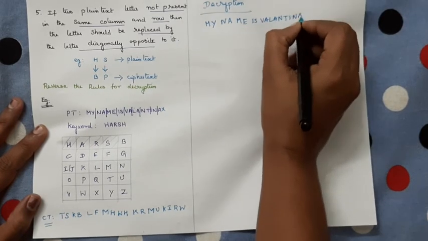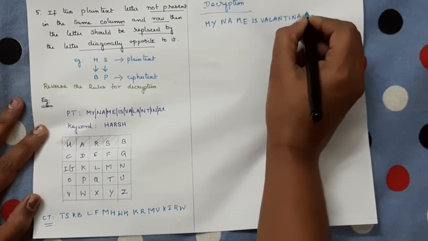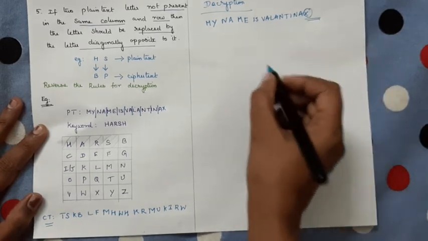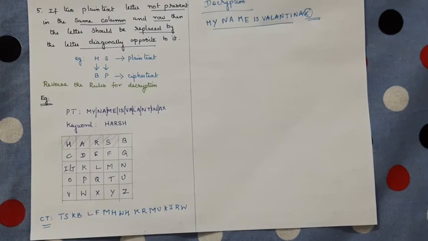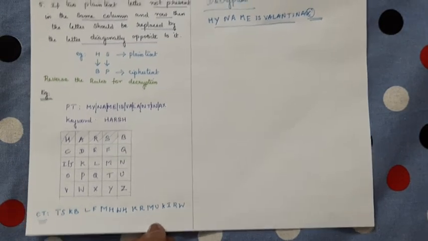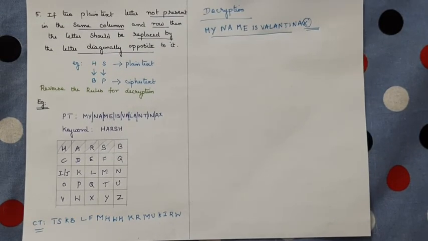One X you will be getting, so you have to eliminate this X. So this will be my plain text. My name is Valentina will be my plain text. This is the way of doing the decryption.